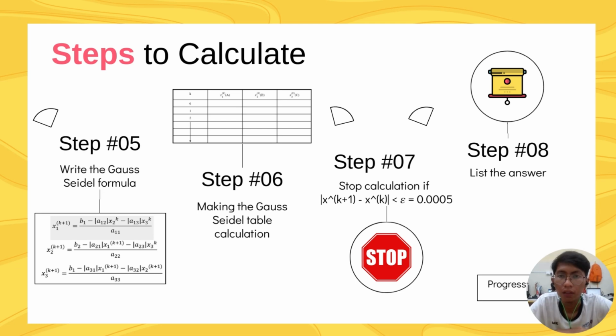Step 5. Write the Gauss-Seidel formula. After that, from the Gauss-Seidel formula, make the Gauss-Seidel table calculation. This table calculation provides easy calculation using the calculator. After that, step 7, stop the calculation if we achieve the stop condition. The stop condition is x to the power of k plus 1 minus x to the power of k less than the epsilon value, that is 0.0005. Lastly, list the answer for x1, x2 and x3.